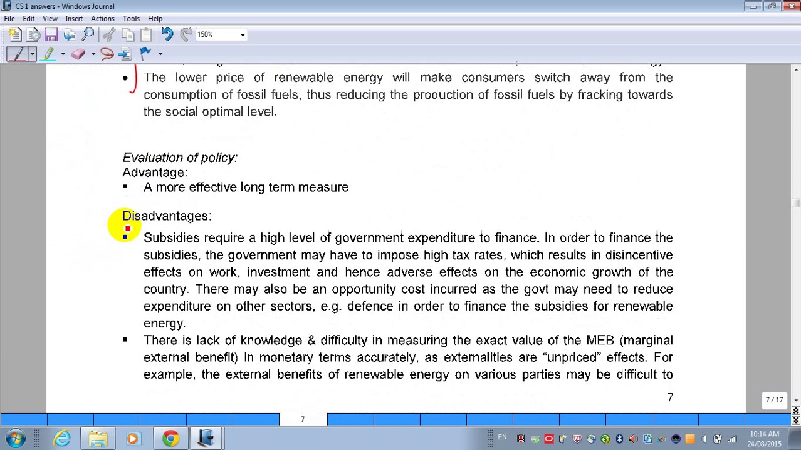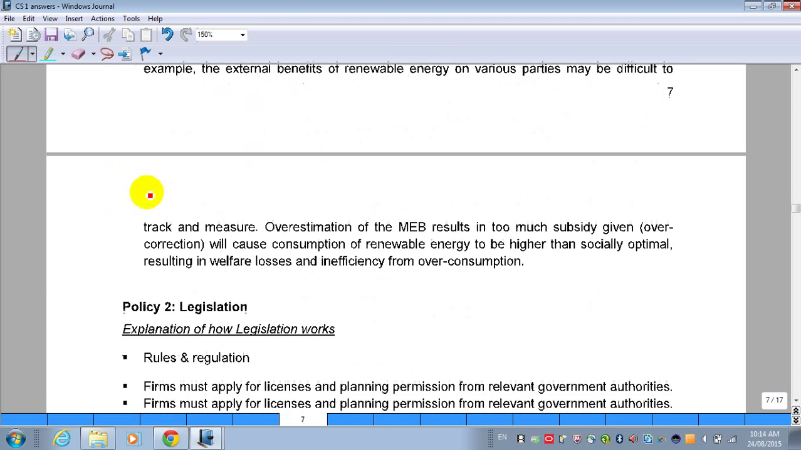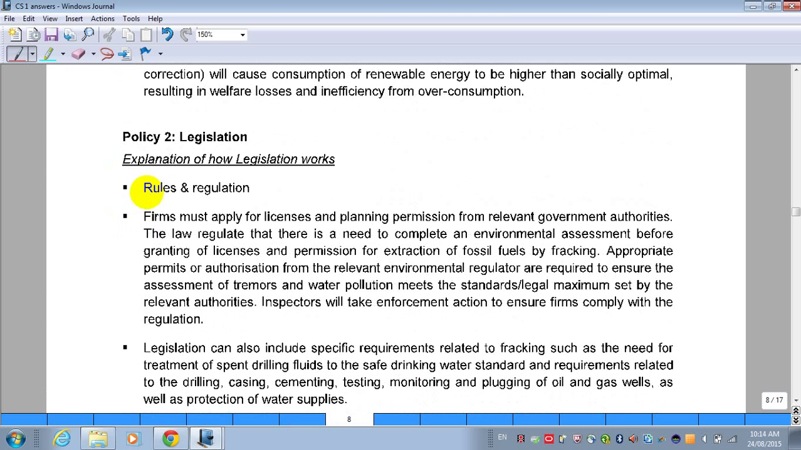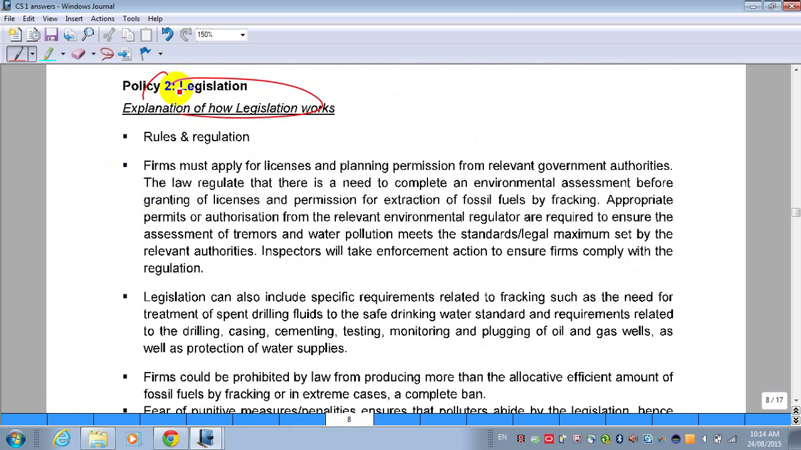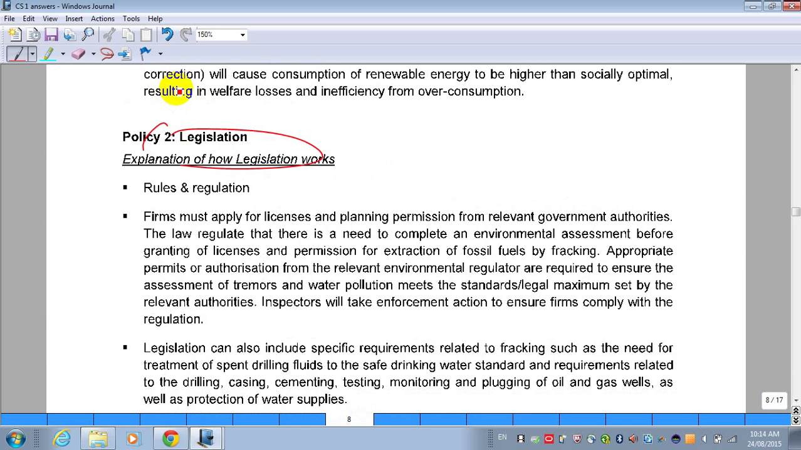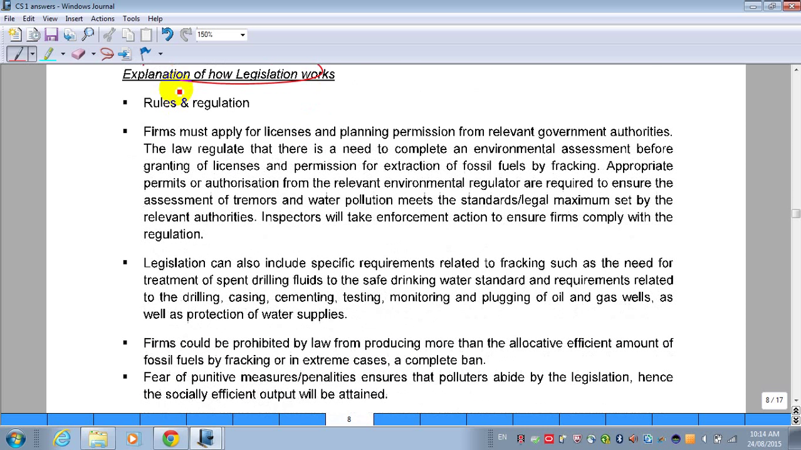And of course, boys and girls, when you give me a policy, you must evaluate the policy. I won't go through all the evaluation. And the next one, I thought that another policy you can talk about would be legislation, how legislation works, okay? And some of you even talk about tradable pollution permits. Well, possible, okay? Legislation might be a bit easier to explain.